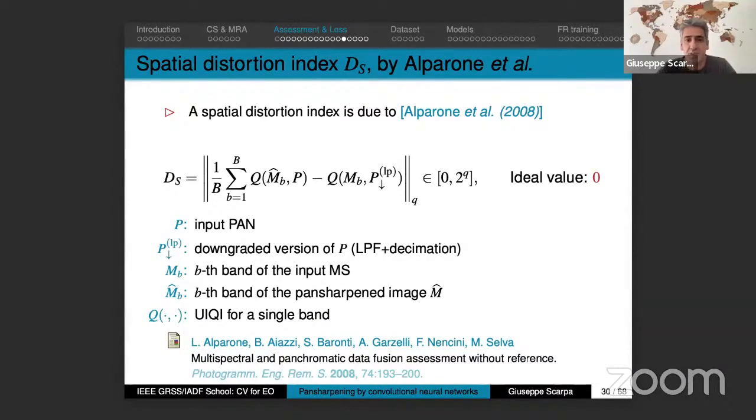The idea is interesting, but it also has some limitations. First, it is not obvious that the pan-MS relationship is scale invariant. Second, the scaling of the pan is subject to an arbitrary choice about the low-pass filtering to be used. This has an impact on the statistics and hence on the final result. Third, in addition to the spatial consistency, the spectral one can play a role and in some cases be dominant, which means that this index may register both spectral and spatial consistency. This is because of the structure of the Q function.